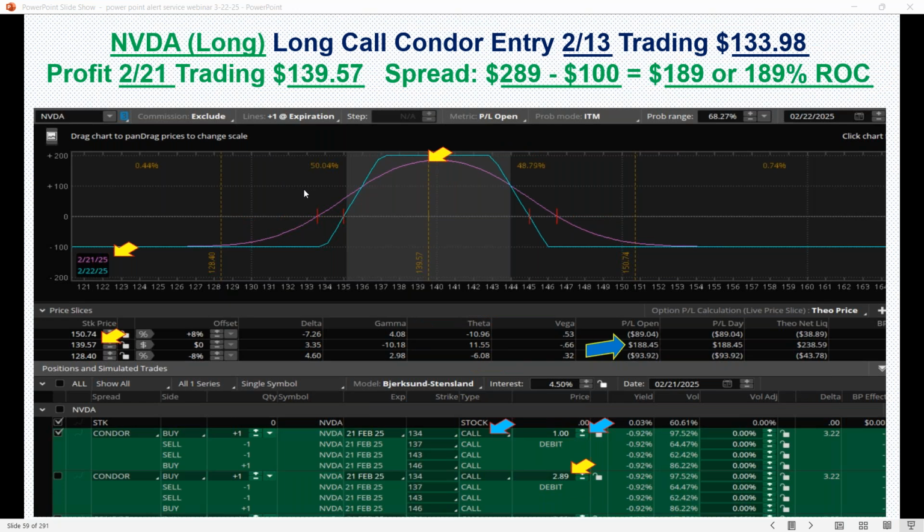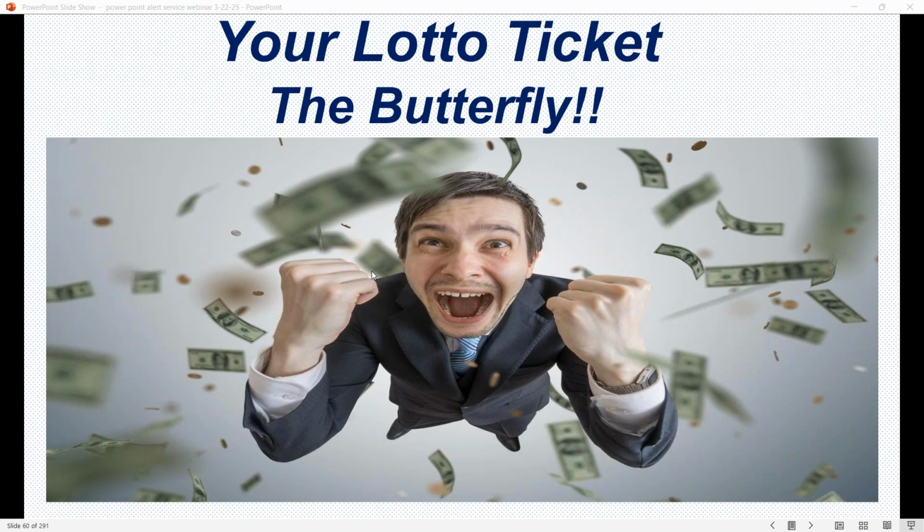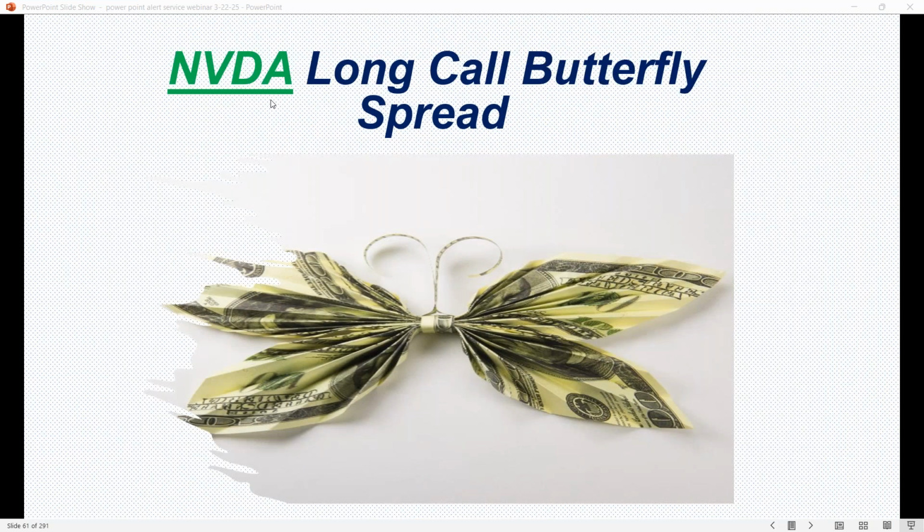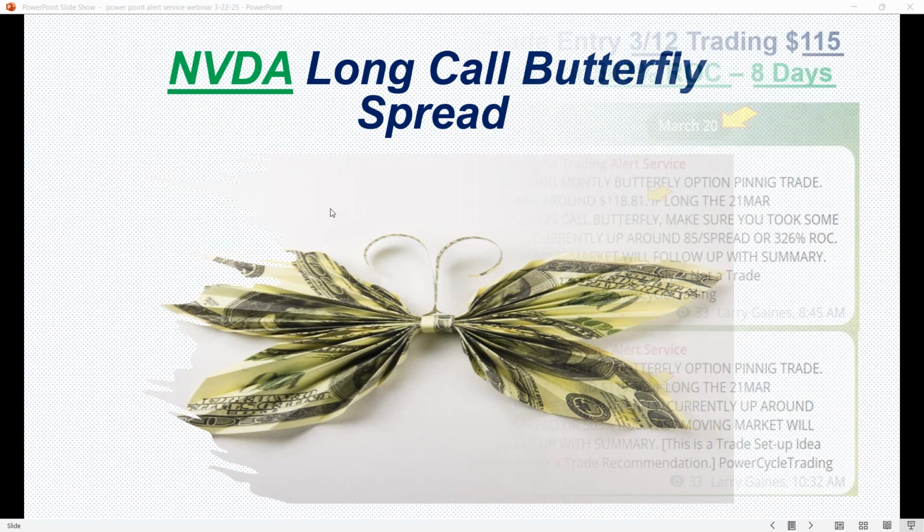So pretty cool trade. Now these are really fun. These are the lotto tickets. These are butterflies. So here's some that we do. These are really special. So here's one that we just actually did on NVIDIA, right? This one wasn't perfect, but it still made pretty good money. I'll show you how low the risk was.